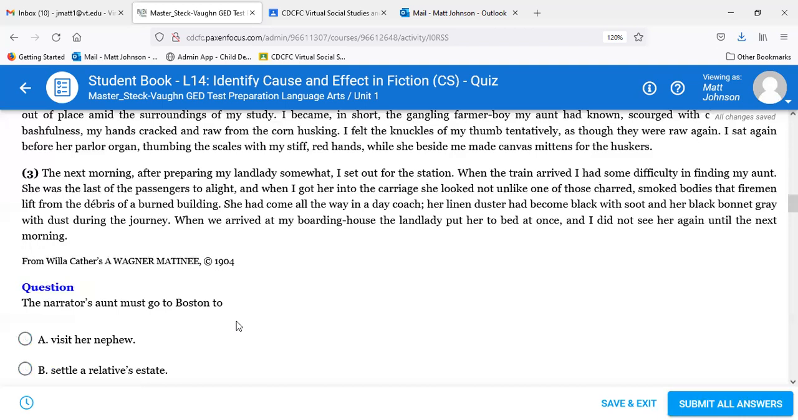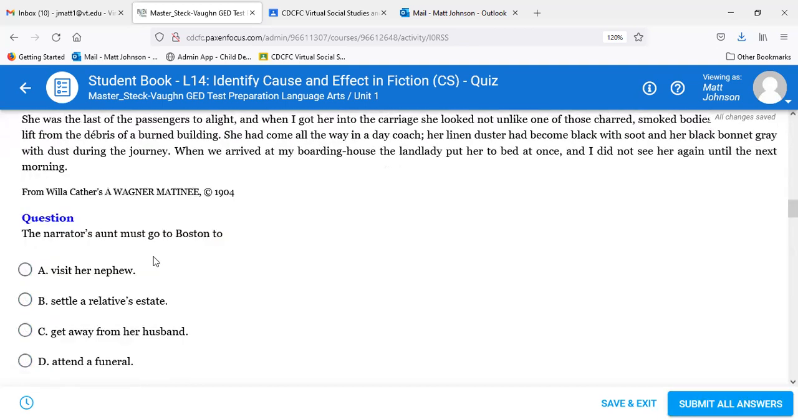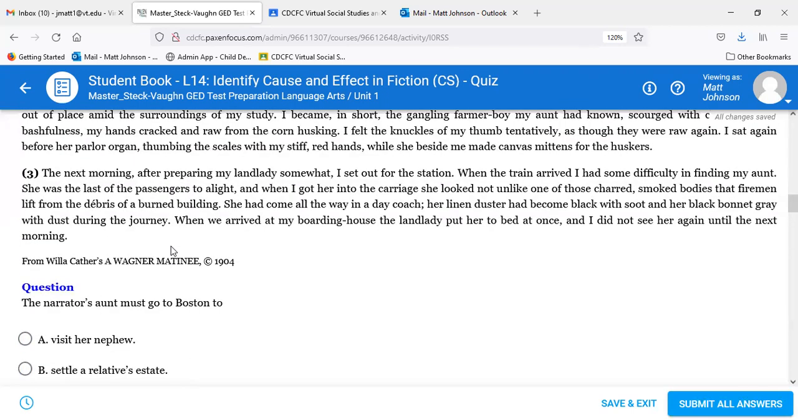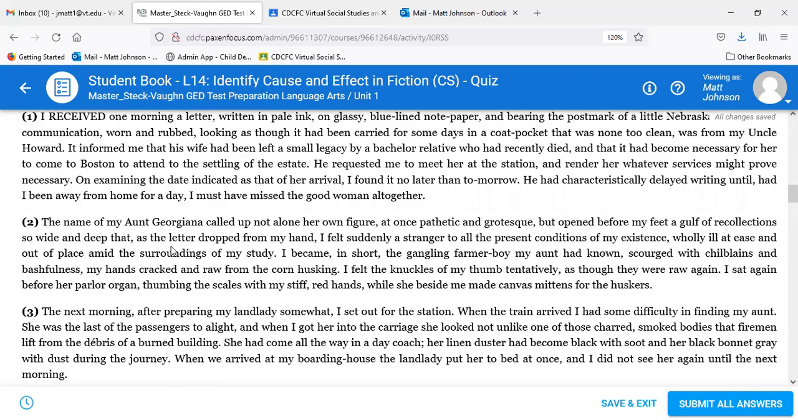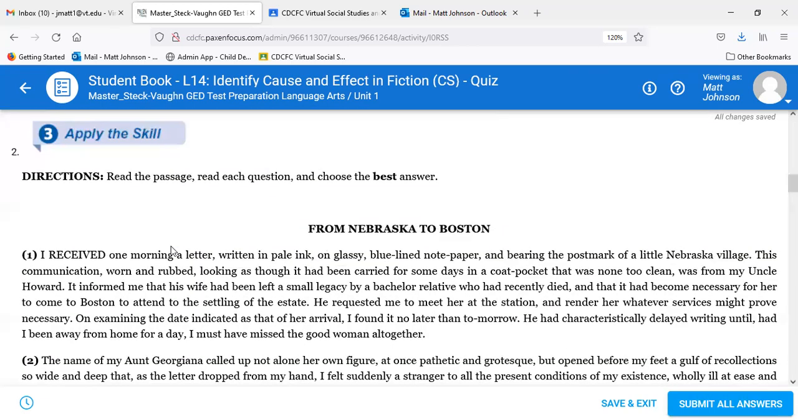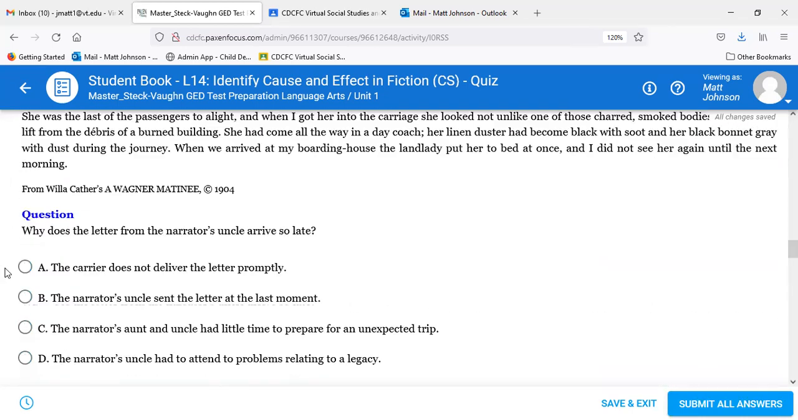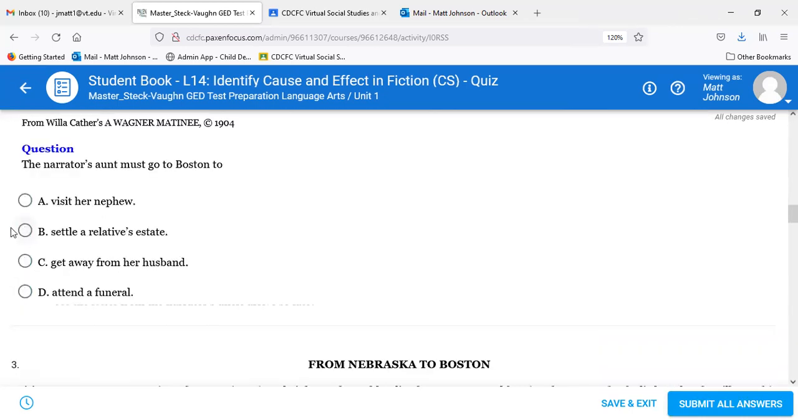Christiana, you want to answer our second question here? Read that for us. The question says, the narrator's aunt must go to Boston to: A, visit her nephew; B, settle a relative's estate; C, get away from her husband; D, attend a funeral. Well, I think it's B. Yeah, B as in boy, right? To settle. Oh, wait a minute. Where'd I go? Oh, yeah. B, settle a relative's estate.